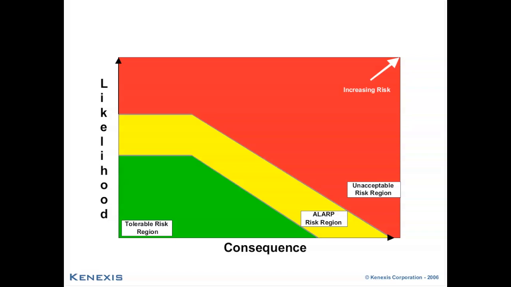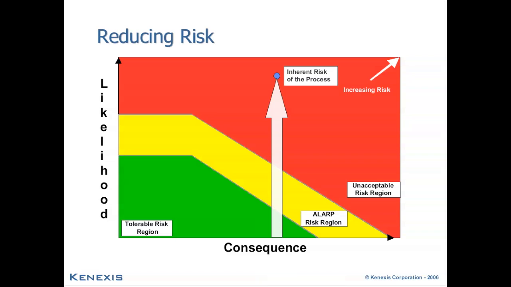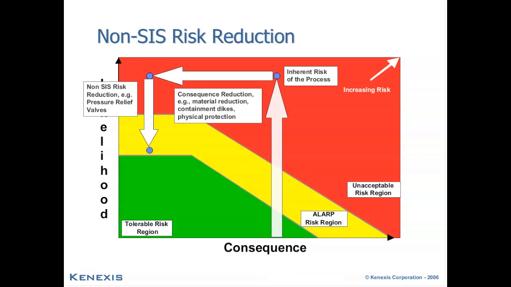operating companies currently use a process where the level of risk is evaluated for the process using both consequence and likelihood, and we start with the inherent risk of the process, which is a product of that consequence and likelihood. We reduce that risk using all non-safety instrumented system layers of protection, things that could reduce the consequence, things that could reduce the likelihood, such as relief valves, operators responding to alarms, and then we assess the risk in terms of where we're at with respect to some risk tolerance decision making.